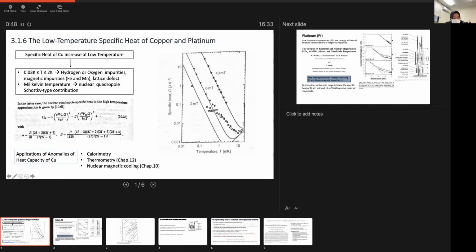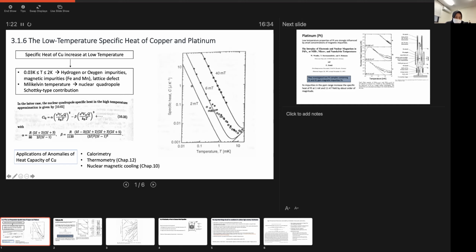Copper is a very important material, mostly used for low temperature equipment because it has an anomaly in specific heat. The specific heat of copper is enhanced at low temperature, in the range of 0.03 Kelvin until 2 Kelvin.